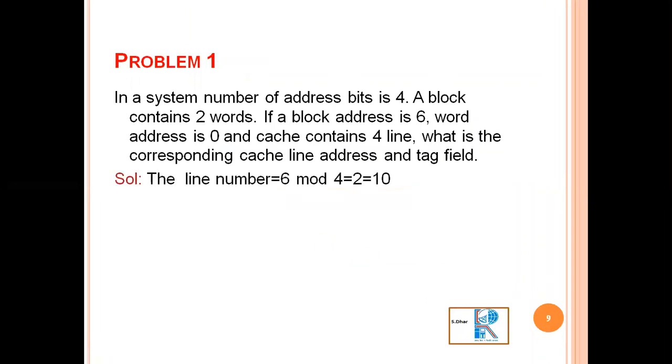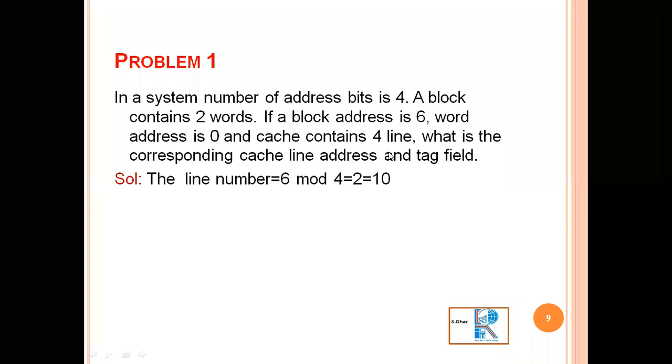See, this is the one problem, it will be clear. In a system, the number of address bits is 4. Clear? That means what is the size of the memory? 2 to the power 4. A block contains 2 words. Fine. A block contains 2 words means what is the number of bits required to address each word in a block? 1 bit. 1 bit means 0 or 1, 2 words we can address. If a block address is 6, see here, this is not the physical address, this is the block address. Okay. Word address is 0 and the cache contains 4 lines. What is the corresponding cache line address and tag field?